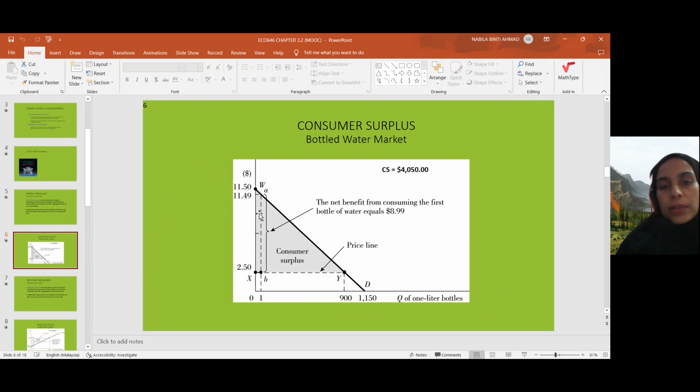So here is the consumer surplus, yeah? The consumer surplus is above the price, and the shape is a triangle, right? And if you calculate this consumer surplus using these prices, and this is the maximum one, we will get $8.99 here.